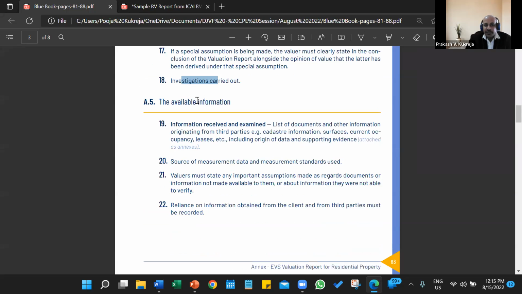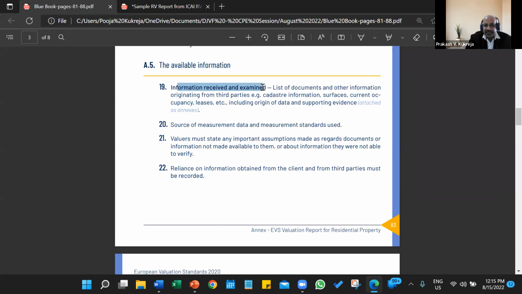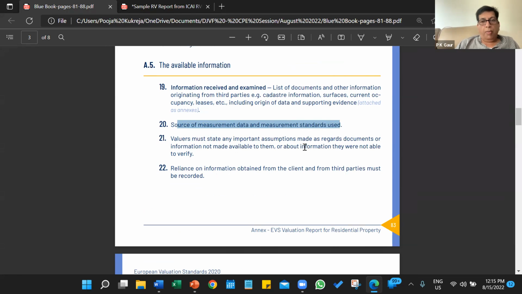Now, available information received and examined, sources of measurement data, and measurement standards used. In our case, it could be the International Valuation Standards. Specifically, if I talk about CRP, IBC, it's very specific that we have to look at the International Valuation Standards.